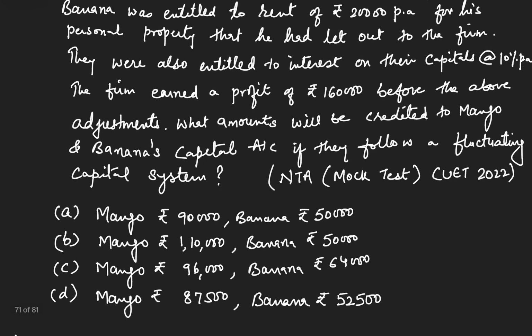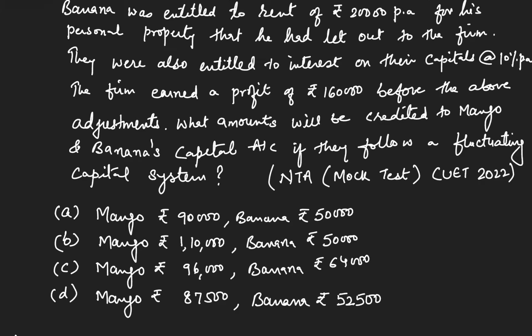Now see that to find out the answer, first of all let's scan that there are 4 options given, whereas Mango's amount is different in all cases, whereas for Banana these two options are having the same amount. So to do these type of questions, if we are able to calculate Mango's share, the answer for Banana we don't need to calculate. Let's begin now. Now we have to see what is the amount to be credited to Mango's account.